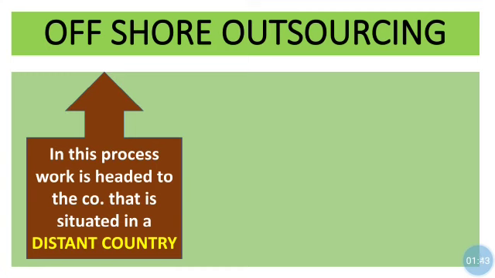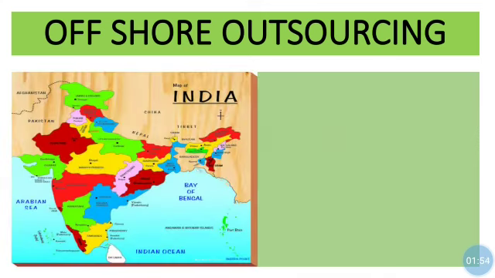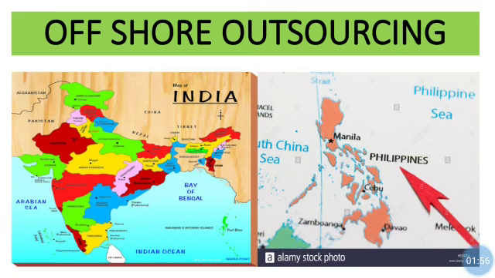It is like getting work done in a different country, usually to gain cost advantage and to get skilled human resources. For example, India and countries like the Philippines have a large number of English speaking people as well as training infrastructure, which makes them ideal for business process outsourcing. Many companies choose to offshore business functions to these locations. China, Poland, India are some of the leading destinations in the US market for offshore outsourcing.